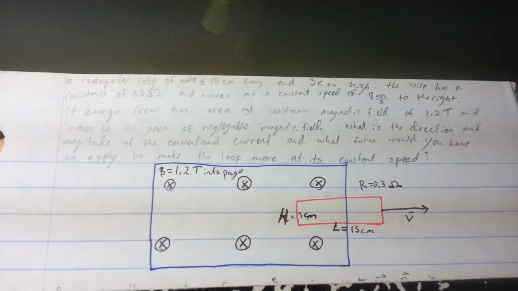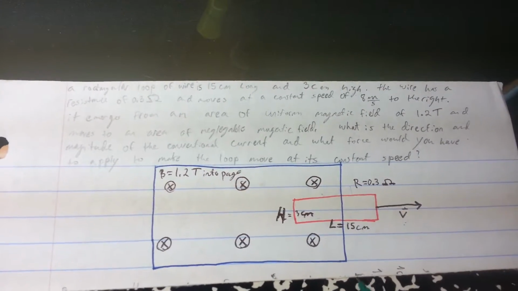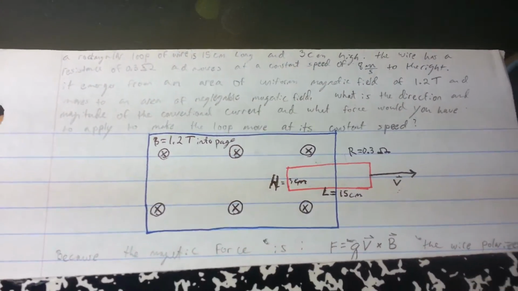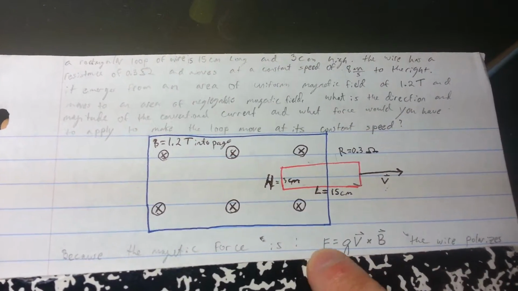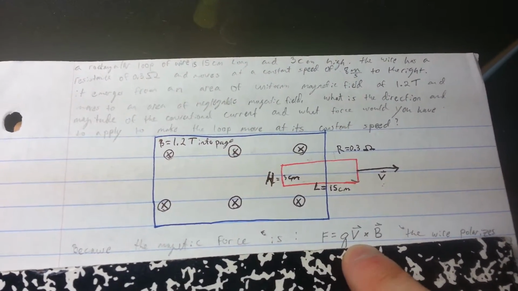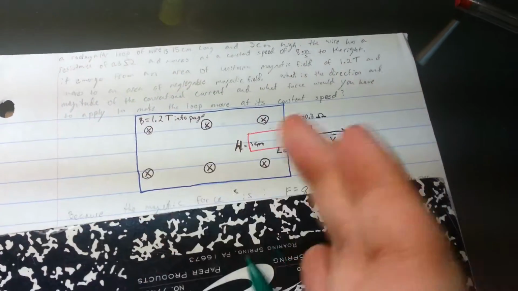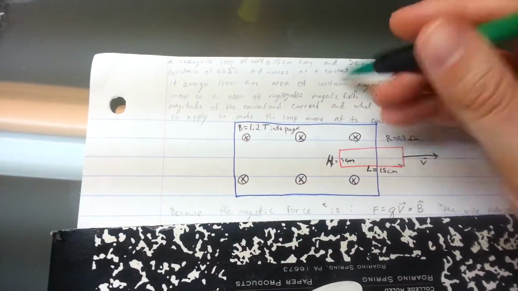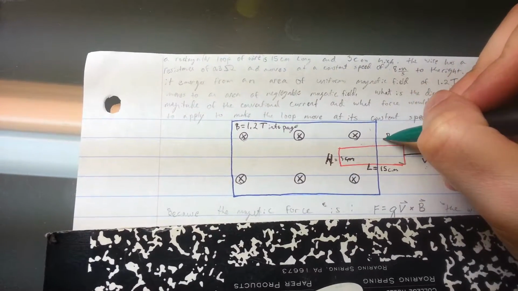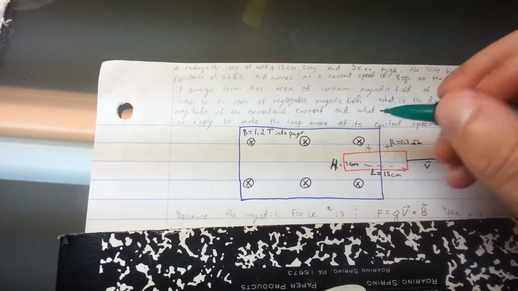Well, there's a couple of things that happen first. Because it's in this magnetic field, it's going to polarize. How do we know that? Well, from the magnetic force law, we know that F is equal to Q times V cross B. So V is this way, so we've got V cross B, and we know that the positive charges are going to go up towards the top of this wire loop. So it's going to be positive up here and negative down here.